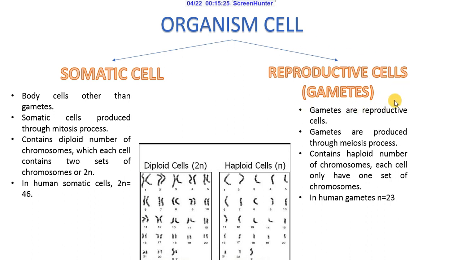So for the reproductive cells, the gametes are reproductive cells. Gametes are produced through the meiosis process, and they contain a haploid number of chromosomes, where each cell only has one set of chromosomes, and in human gametes, n is equal to 23. If in the somatic cells you have a complete 46, 23 pairs, in human gametes, the reproductive cells, you only have 23 chromosomes, not 23 pairs.